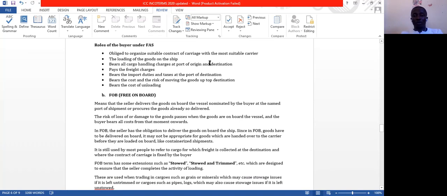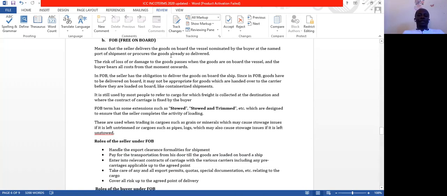Obliged to organize a suitable contract of carriage with the most suitable carrier. Okay, remember here, the buyer selects the carrier. The loading of the goods onto the ship is its duty, bears all the cargo handling charges at the port of destination, origin and destination, then pays for freight charges, bears the import duty and taxes, bears the cost and the risk of moving the goods up to the destination, and also bears the cost of unloading of those goods.